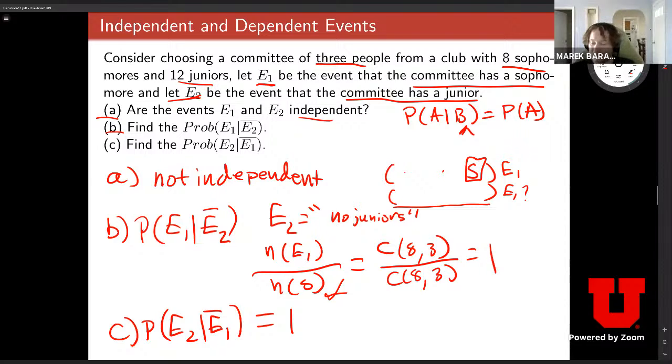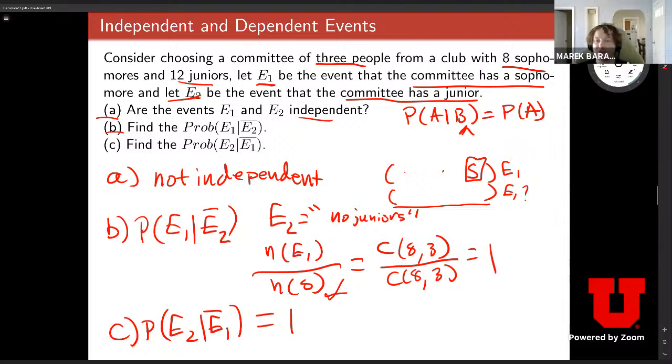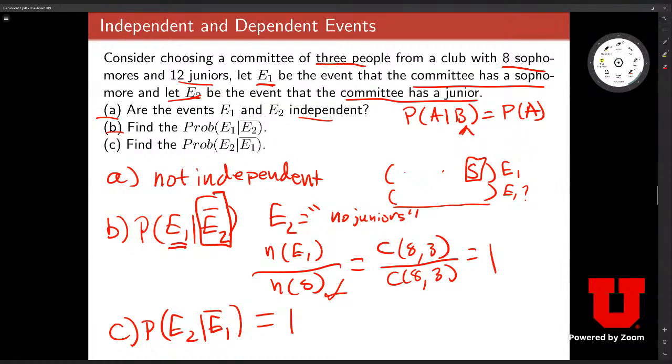Can you say that again? Is it the possibility 1 because like all the spots have already been filled up? It's 1 because, so we're asking, for this one right here, E1 is the event that there's a sophomore. I've told you that there are no juniors on the committee, which means that the entire committee has to be sophomores, which means that E1 definitely happened. Does that make sense? Yeah. Okay, good question.